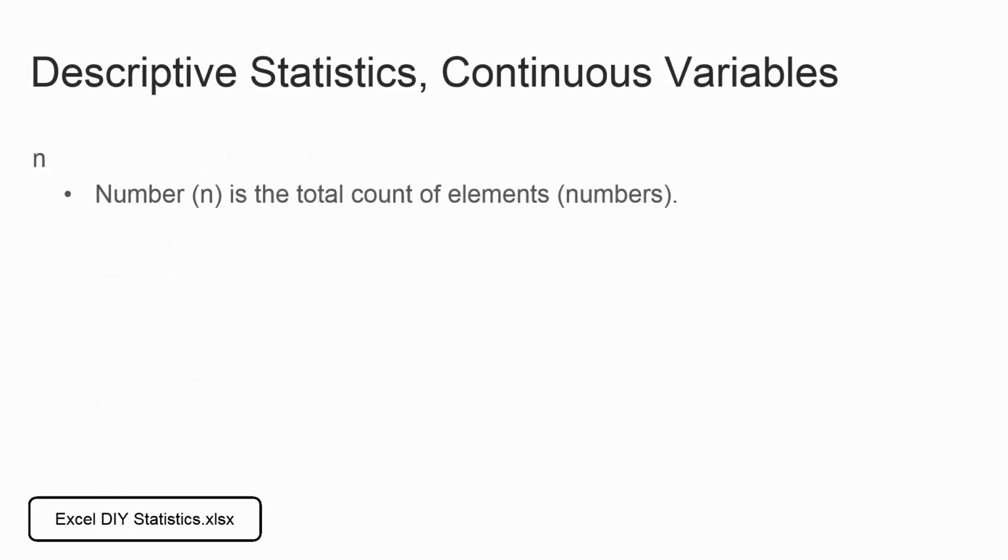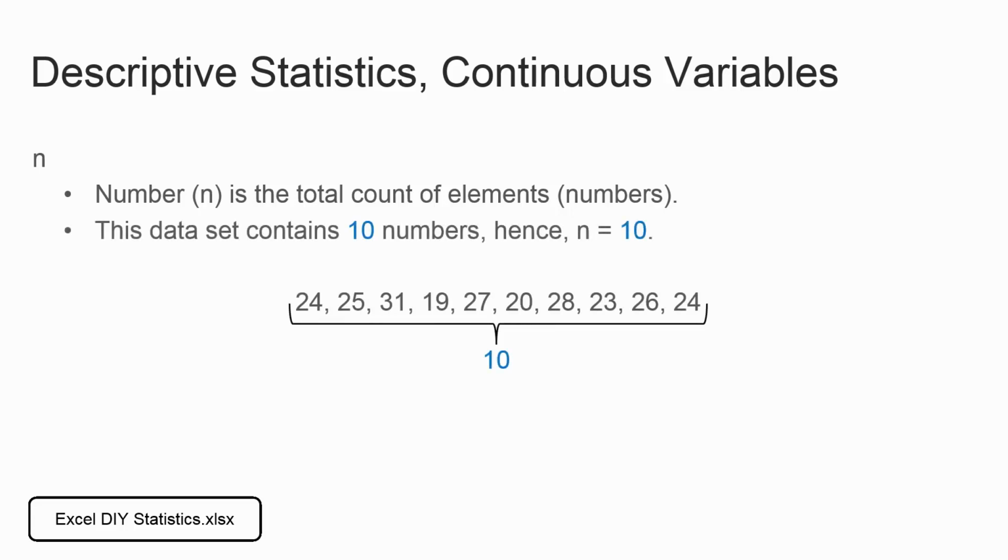The n is simply the total amount of numbers contained within the variable. Consider this data set. It contains 10 numbers, hence the n equals 10.